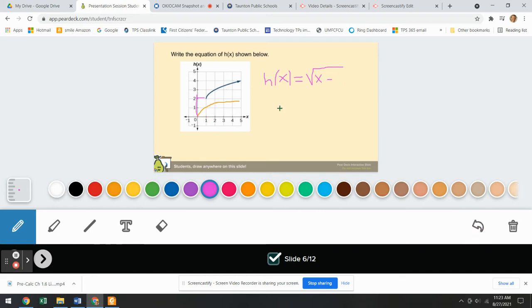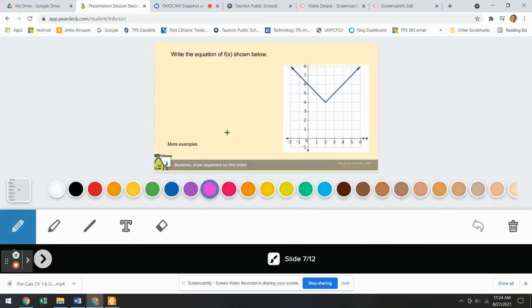So it shifted to the right 1 unit, and then after that, it got shifted up 2. Sorry about that if I got those a little bit backwards. So it shifted to the right 1 and up 2. So to the right 1 happens inside, we buy the minus 1, and up 2 is the plus 2 at the end.